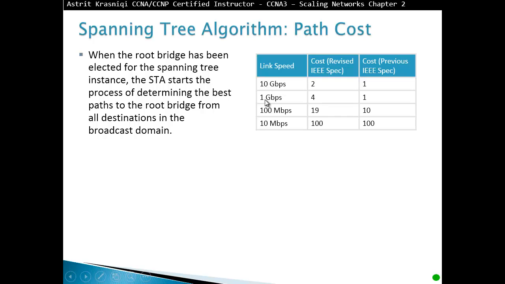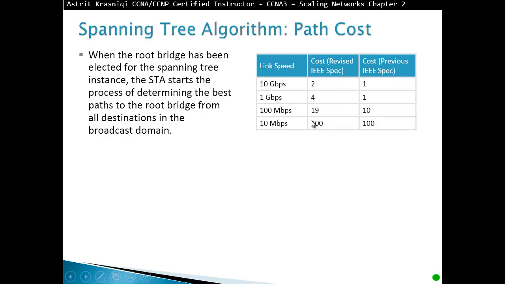Before, 10 gig and 1 gig both equaled 1. That wasn't very good because there's a massive difference between a 1 gig and a 10 gig link. So the revised IEEE specs, these are the costs. Now the 10 gig link is 2, 1 gig link is 4, 100 Mbps is 19, and 10 Mbps is 100. These are the old specifications. You don't really need to know about them, but these are the new specifications.